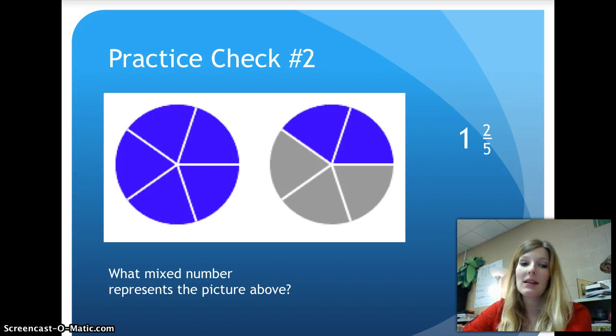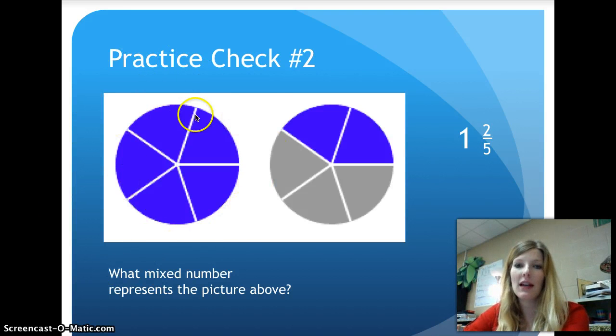And here's how I got that. I look at my picture, I have one whole circle all shaded in, so that's how I got my one whole. And then I need to look at the pieces that I have left over. 1, 2, 3, 4, 5 chunks total, so I know 5 is my denominator. And 2 out of those 5 are shaded in, so my fraction is 1 and 2/5.